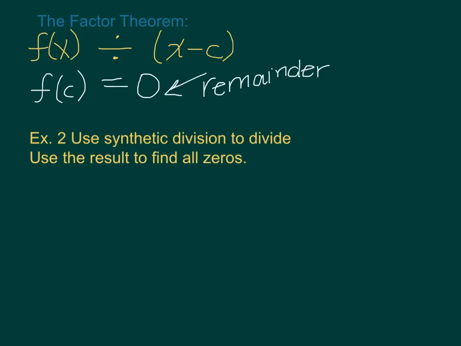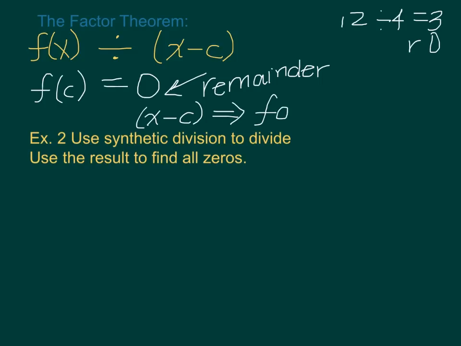And that's just like if you did 12 divided by 4, the answer would be 3, remainder of 0. So that's what the factor theorem means. So if that is true, then that means that x minus c is a factor. So if the remainder is 0, x minus c is a factor.